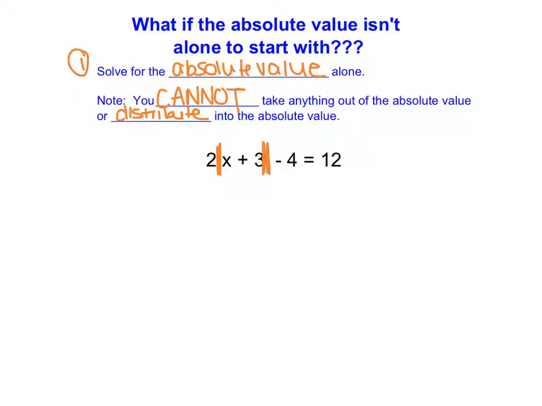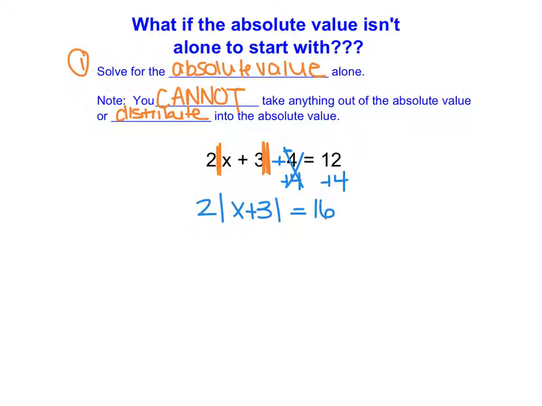And the easiest way to do that is to think through, okay, how do I get that part all by itself? Well, I need to start undoing the other items to the other side of the equation. So the first thing I'm going to do is undo that negative 4 by adding 4 to each side so that those undo each other. So here I have 2 absolute value, x plus 3 is equal to 16.